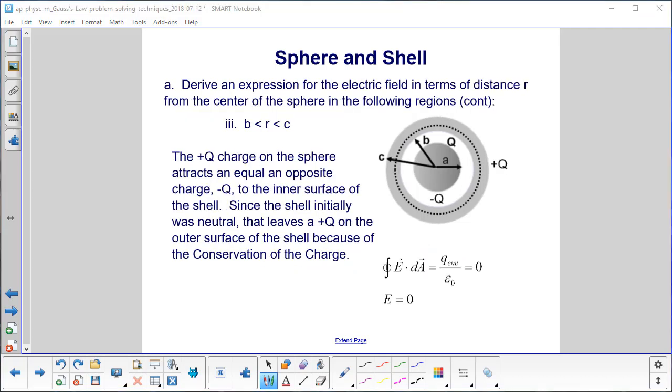What's going to happen is the plus Q charge on the sphere will attract an equal and opposite charge, negative Q, to the inside surface of the shell. Since the shell initially was neutral, that means, because you have to have conservation of charge, that there will be a plus Q on the outside of the shell. So you add these two together and you get 0. So charge is conserved. But now when you do Gauss's law, you can see that the enclosed charge is 0, so the electric field is 0 within the shell.